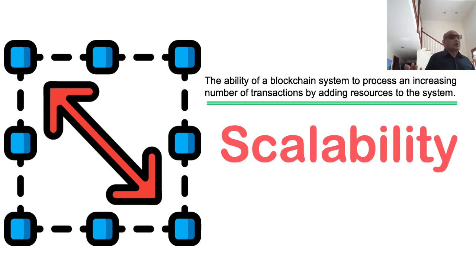Now, a typical solution for making this infrastructure more scalable is by throwing more resources at the system. And the question is, is there an inherent limitation in permission blockchains where just adding resources is not going to solve the problem? And that is what we are going to be looking at during this part of the tutorial.